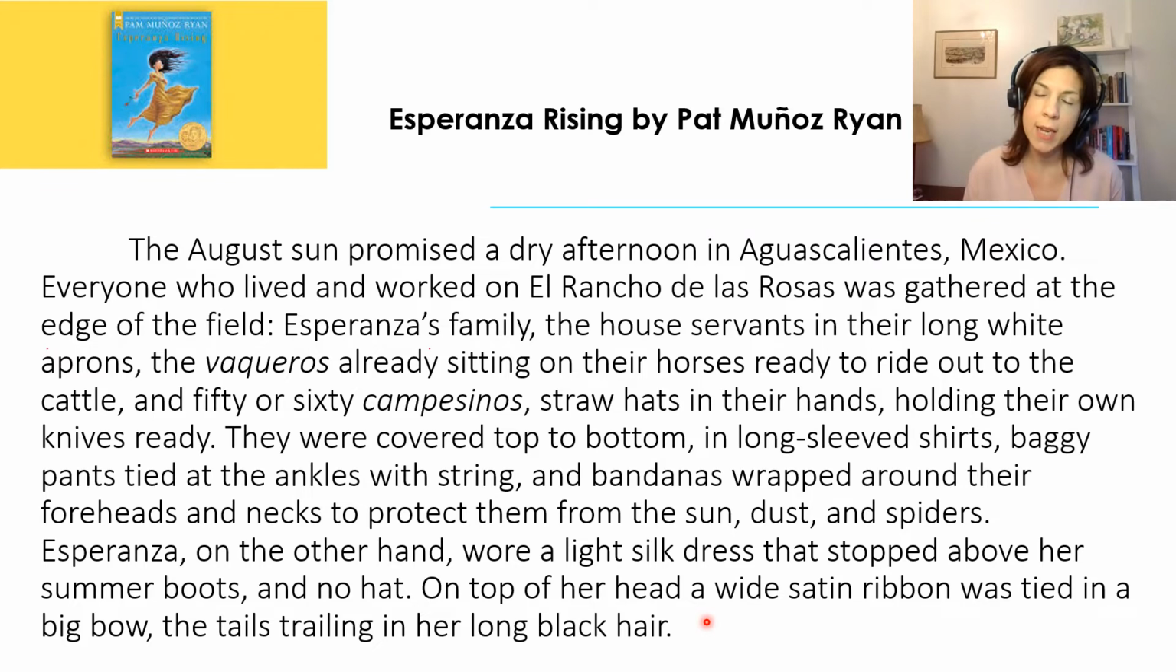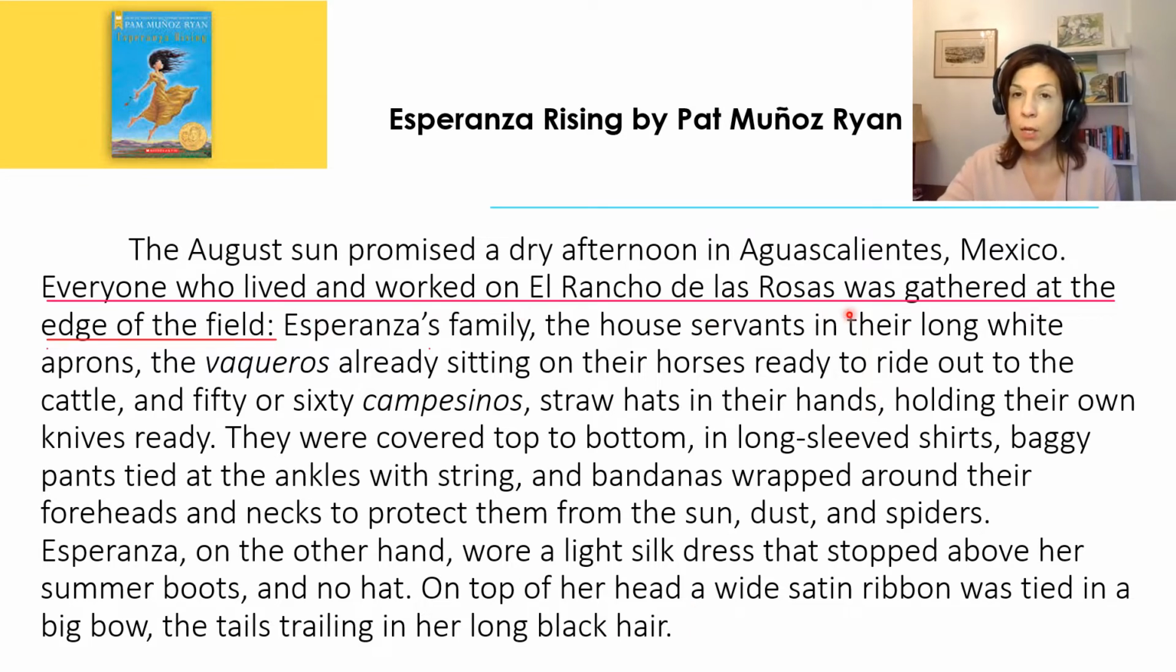Well, I'm going to take apart some sentences together with them by subject and predicate. Now, we simply don't have time to do every single sentence, and every single sentence is probably not necessary. So I'm going to choose 2 sentences that I believe are essential to the meaning of the passage. And that first sentence is this one. Everyone who lived and worked on El Rancho de las Rosas was gathered at the edge of the field.